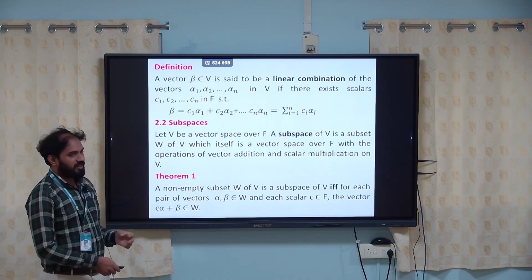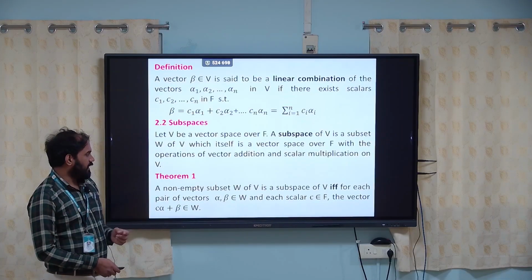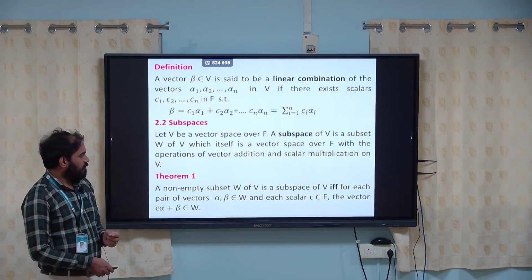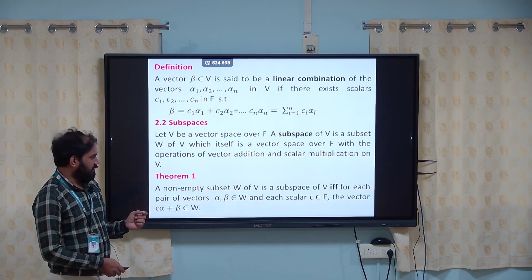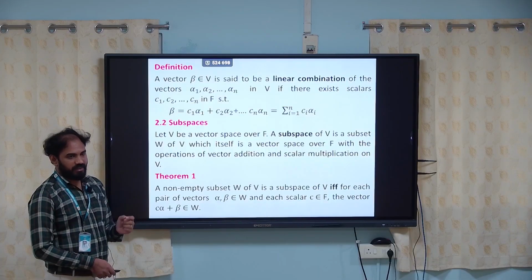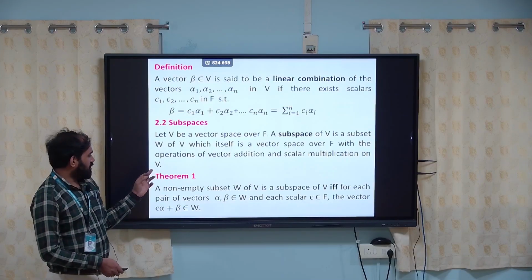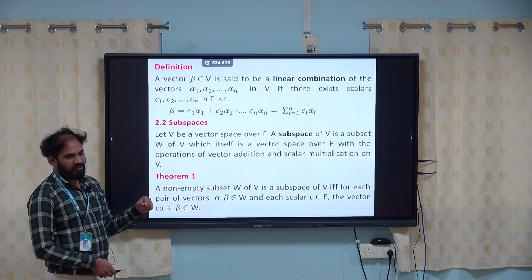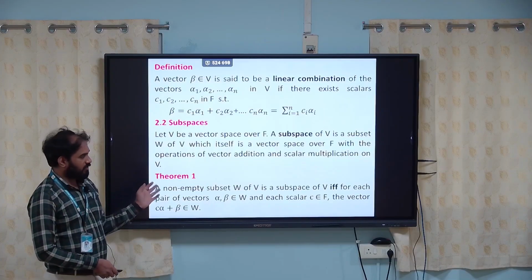Then the next definition, subspaces. Let V be a vector space over the field F. A subspace of V is a subset W of V which itself is a vector space over F. That means a subset W of V is said to be a subspace of V if W itself is a vector space, with the same operations as used in the vector space V.